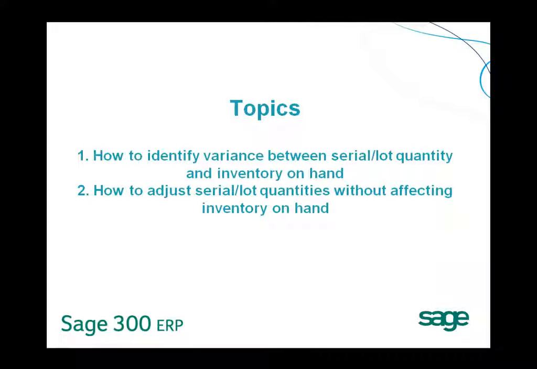This video aims to answer the following two questions. First, how to identify variance between serial or lot quantity against inventory on hand. Second, how to adjust serial lot quantities without affecting inventory on hand.